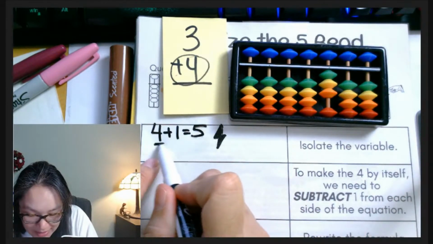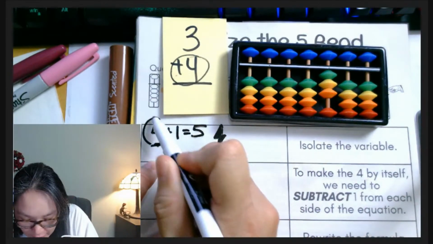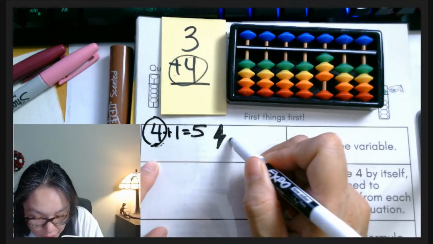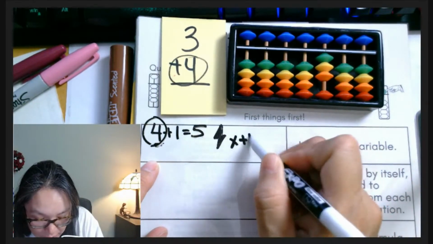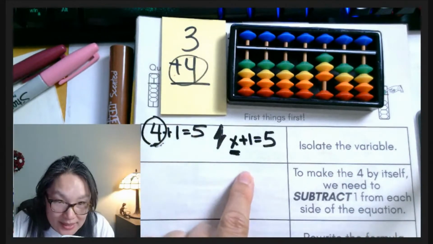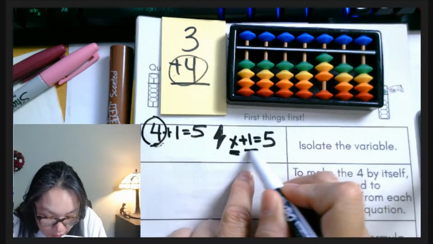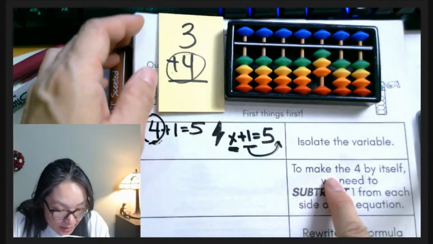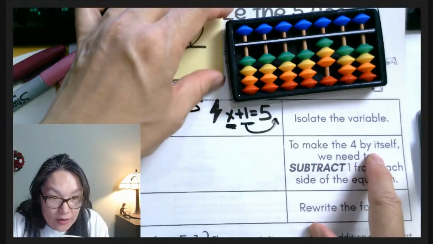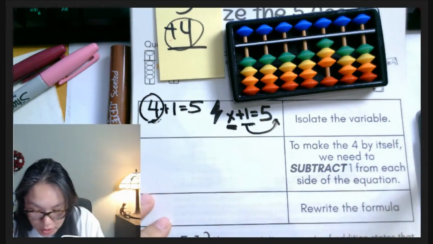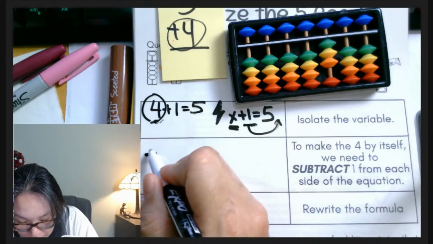What we're going to do is isolate this variable. It sounds very familiar with algebra, because algebra looks like this. We're going to isolate this x. When we isolate the x, what happens? We need to move this 1 to the other side of the equation. So I've got to make the 4 by itself, we need to subtract 1 from each side of the equation. So I'm going to minus the 1 on both sides of the equation.